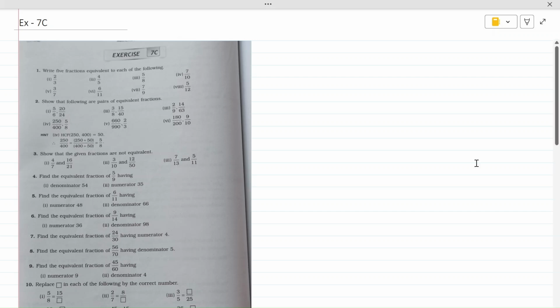Hello kids, hope you have done the practice of exercise 7A and 7B of RS Aggarwal fractions. So in today's class, let's begin with the next exercise 7C.